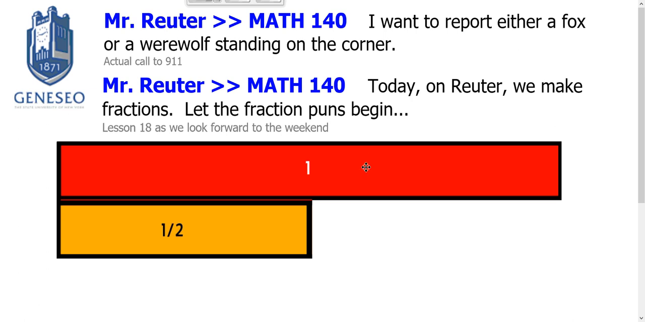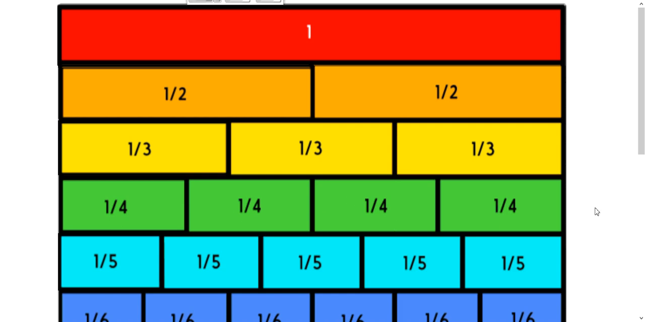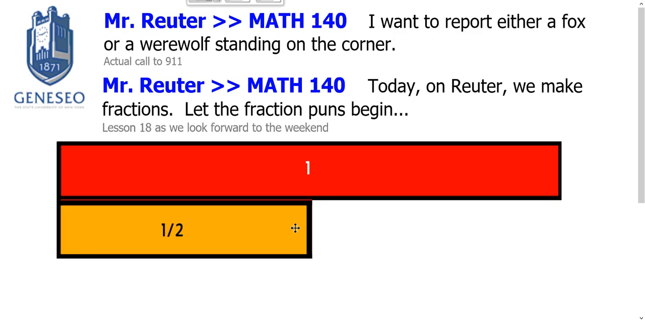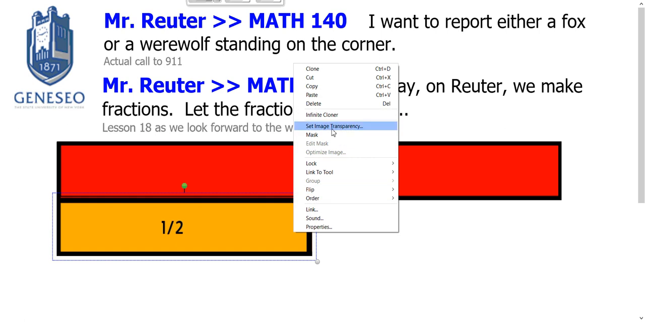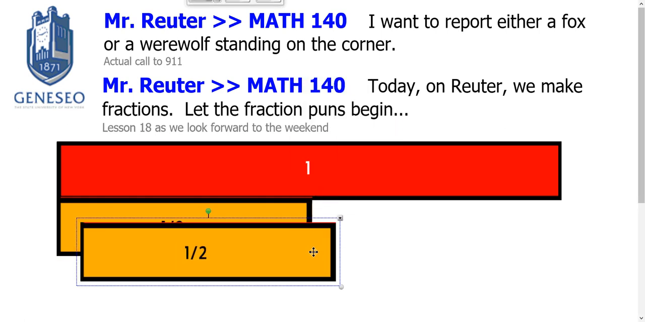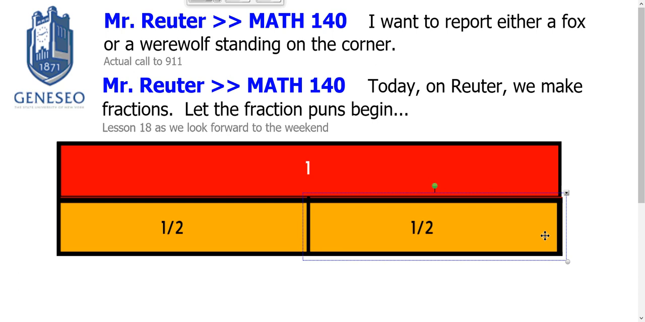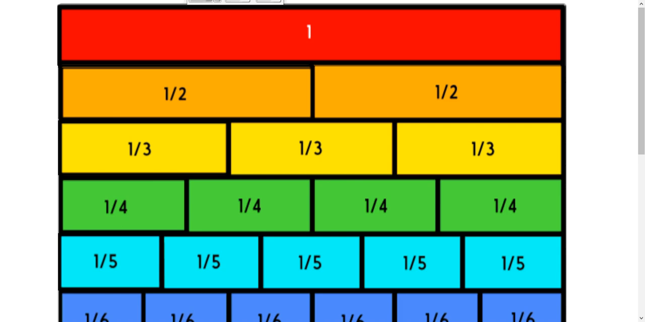There is a worksheet in Canvas, a PDF that has these fraction bars, and you can print as many of those as you have ink to print, and you can make your own little fraction strips. It's pretty straightforward that this is called a half because it takes two of them to make a whole. Two of them make a whole, so each of them is a half.